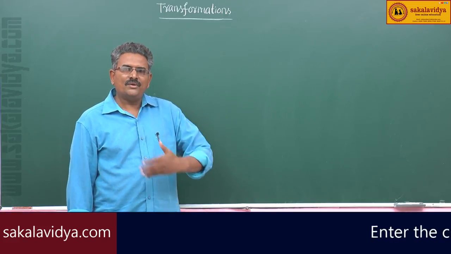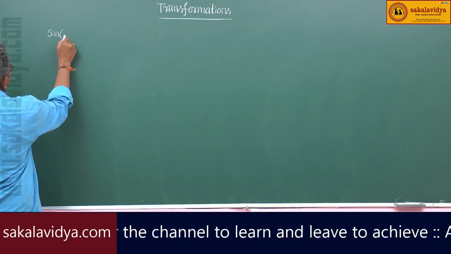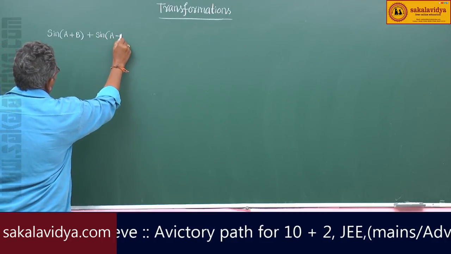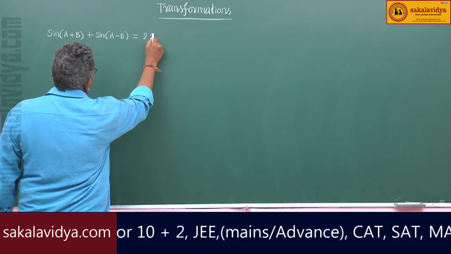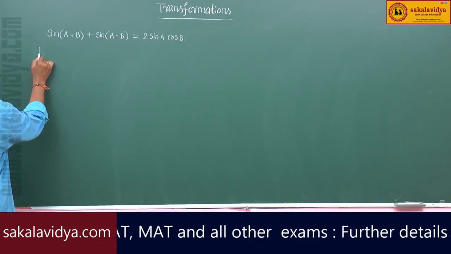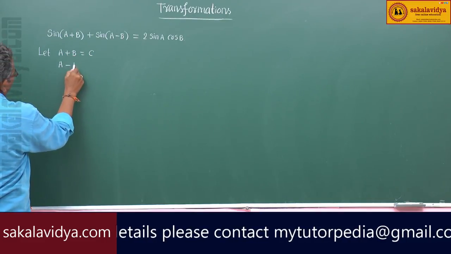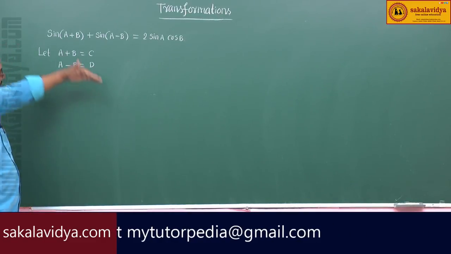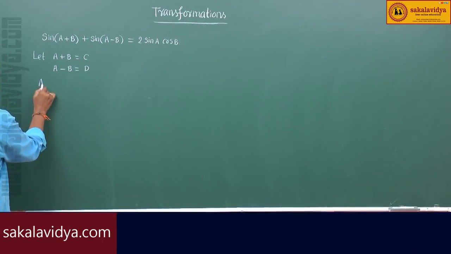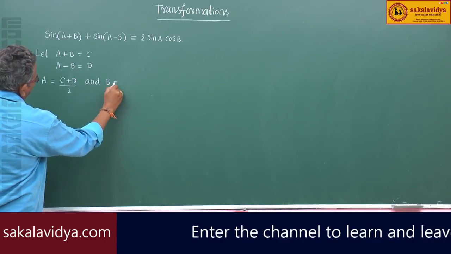Let us derive some more formulae on transformations. So we know that sine of a plus b plus sine of a minus b equals 2 sin a cos b. Let us suppose a plus b is equal to c, a minus b equals d. Let us find out a and b values in terms of c and d. So adding, you get a will be c plus d by 2, easily we can observe, and b becomes c minus d by 2.